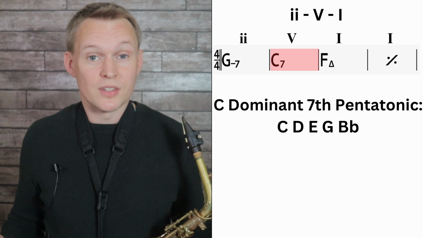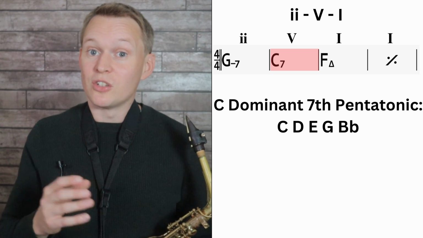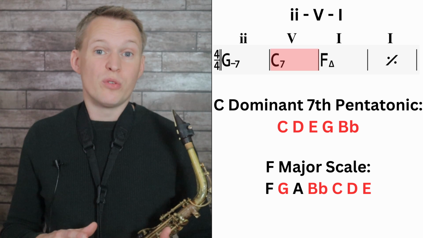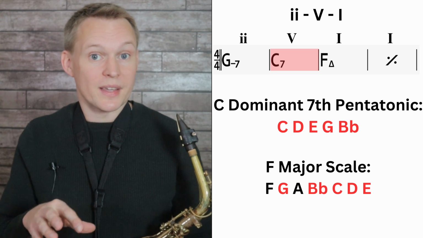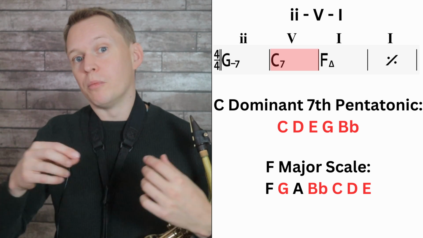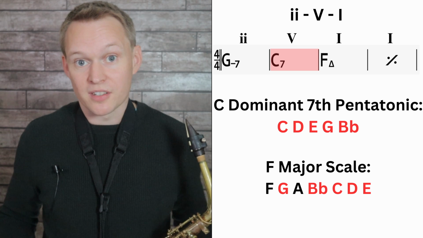Here's an example phrase where, when we land on that 5 chord, I'm going to be improvising with what's called the dominant 7th pentatonic. Now this is known as a purely diatonic option, meaning that the notes we're playing on that C7 chord all come from the overall scale of F major, which is the overall key and context we're in.